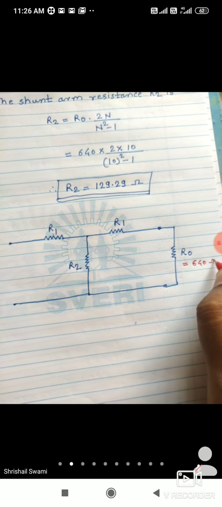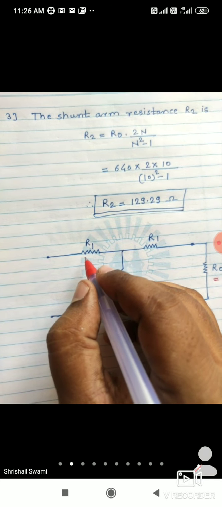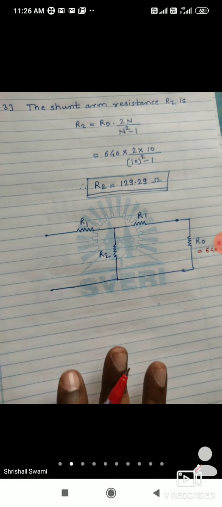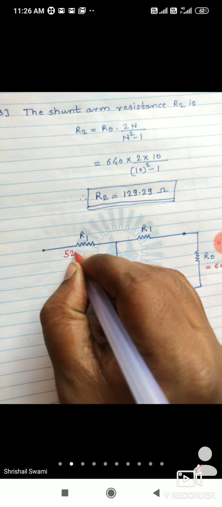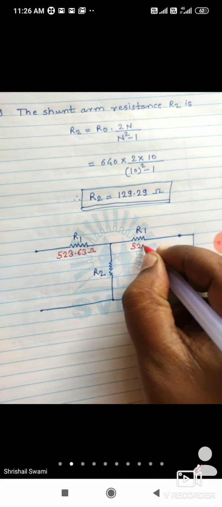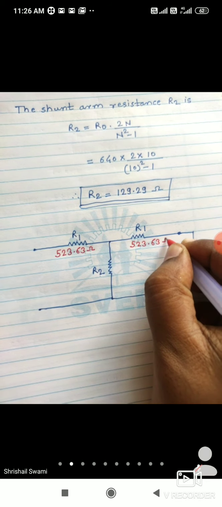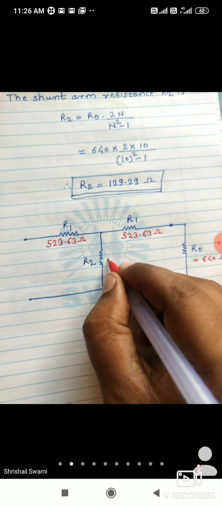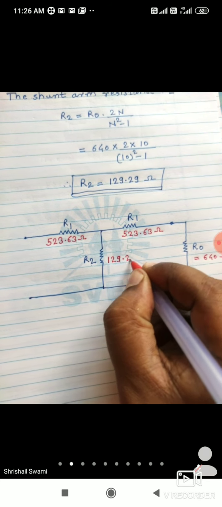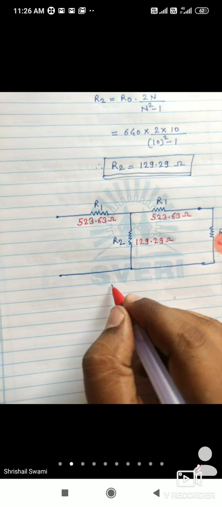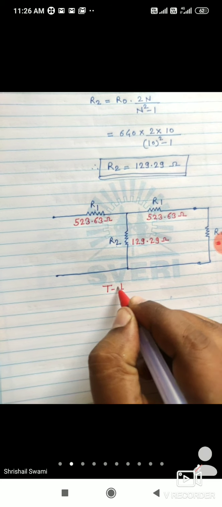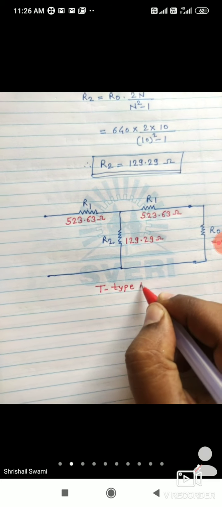So R0 is equal to 640 ohm as it is. R1 we got, what was R1? R1 is 523. Okay, 523.63 ohm, and R2 is 129.29 ohm. So this is the R0 we have written. Below this you can write T type attenuator.